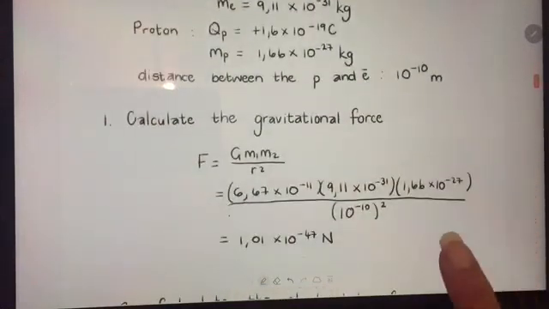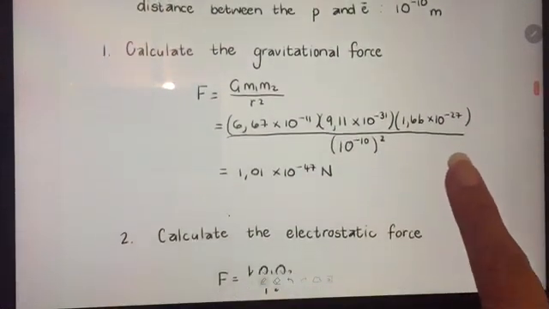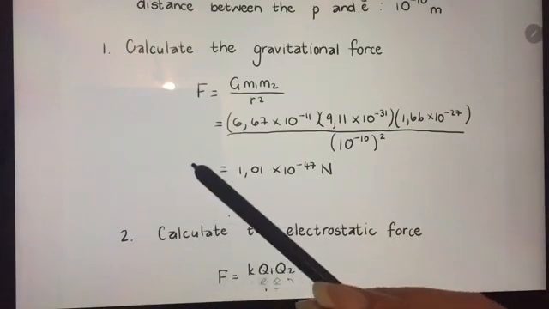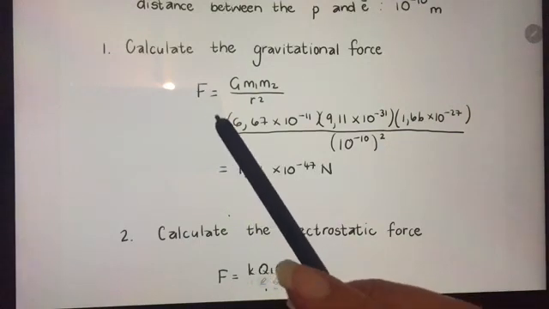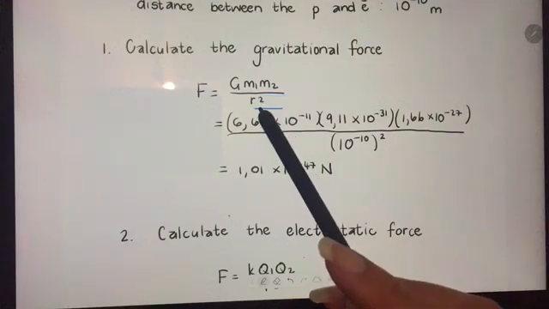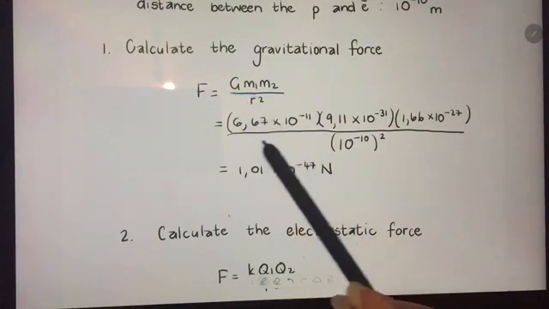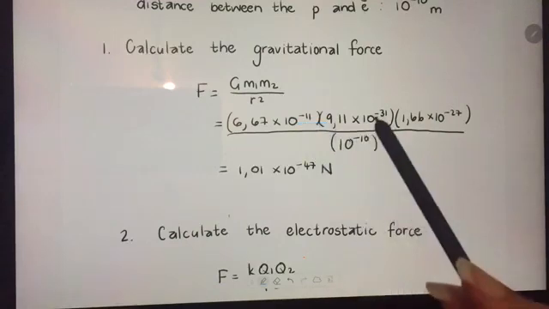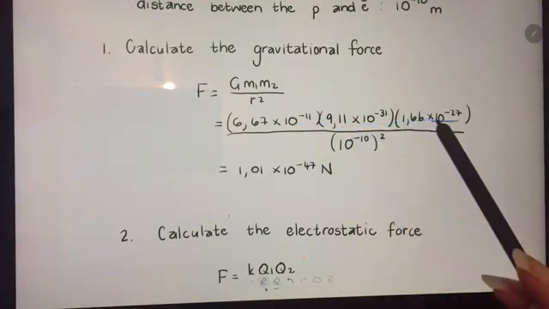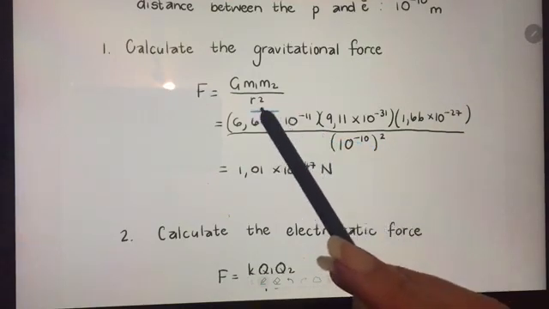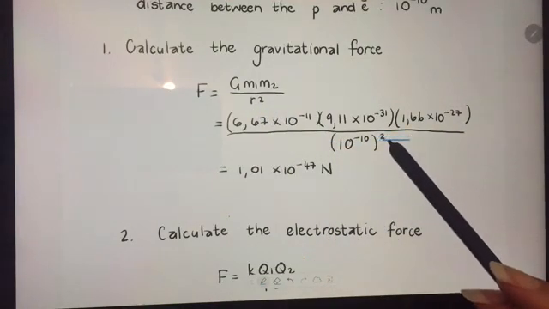Then, number 1, they ask us to calculate the gravitational force between the proton and electron. So that is Newton's law of universal gravitation. So F is equal to G, mass 1, mass 2 over r squared. The constant is 6,67 times 10 to the power of negative 11. I've filled in the masses. I have filled in the distance between them. Remember, it's r squared, so you have to square that.